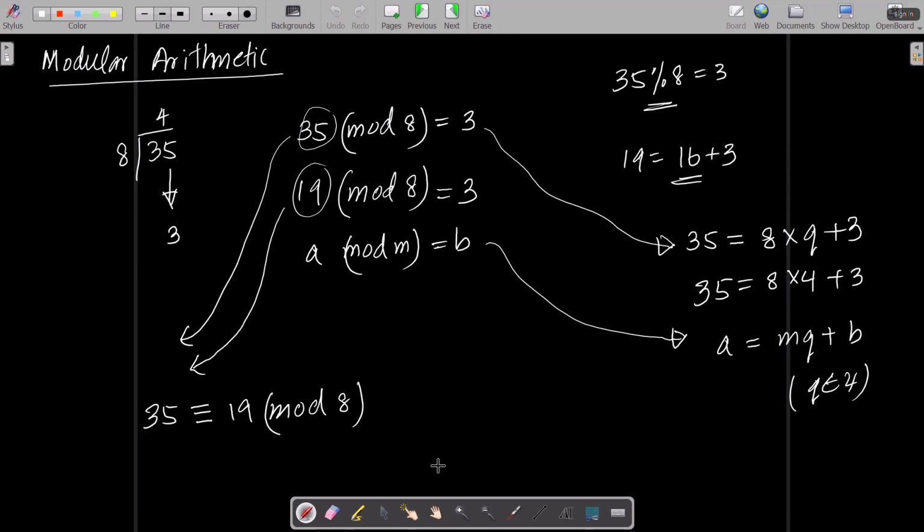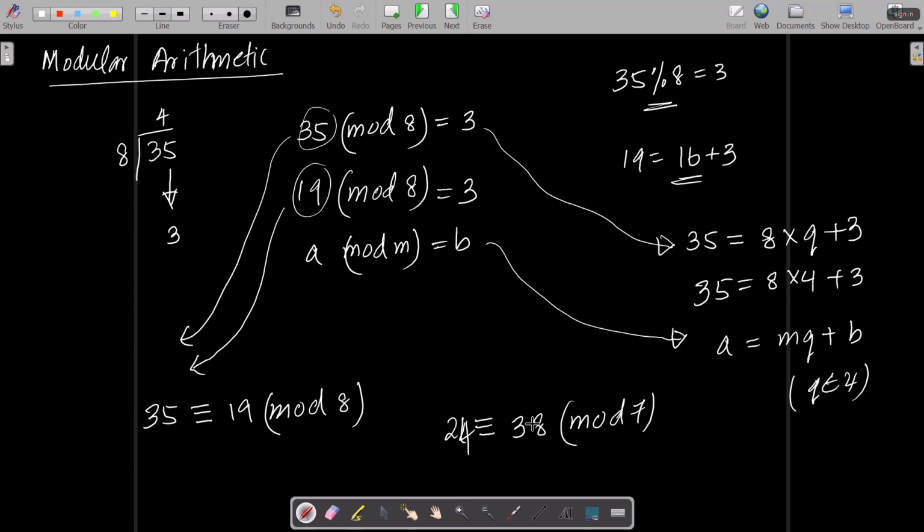So is this congruent equation correct? Let's say 21 is congruent to 38 mod 7. Is this correct? We need quick answers. Is this congruent relation correct? Why? Yeah, this is not correct. Why? When 21 is divided by 7, the remainder is 0. But when 38 is divided by 7, the remainder is 3.